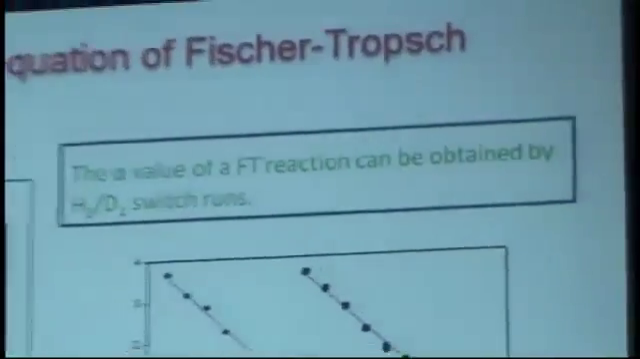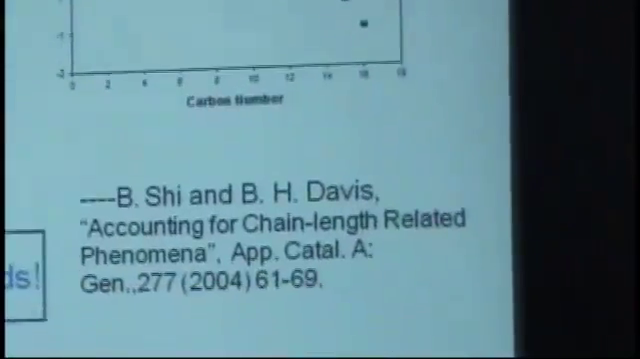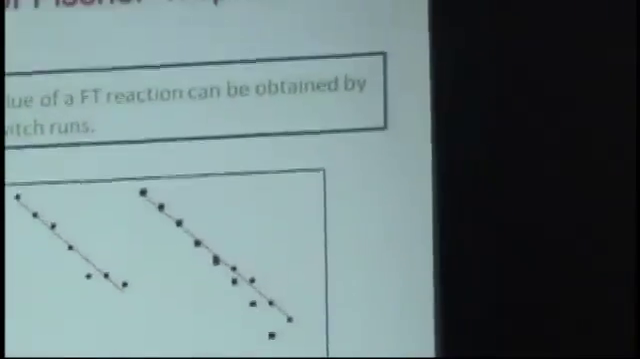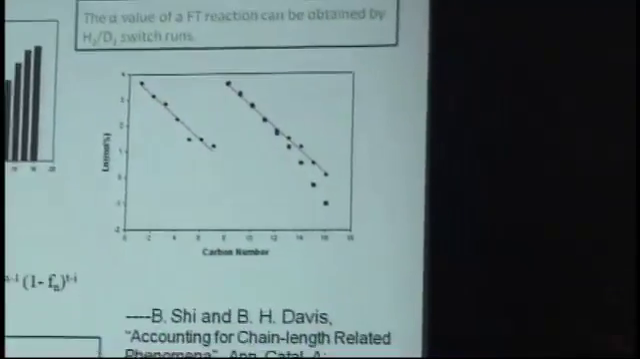Now, for example, how to solve this problem? We can solve this problem, but you need the alpha value for a reaction. And then you can just make a switch. We did that for a catalyst. For example, from C2 to C8, there is one alpha value, and for C9 to C16, there's another alpha value. And these two are parallel to each other. So therefore, using this, we can solve a little bit of this problem.